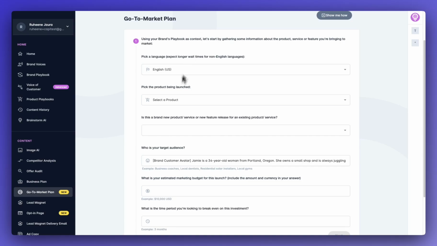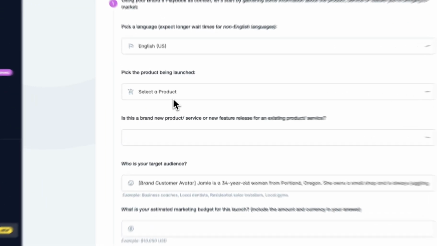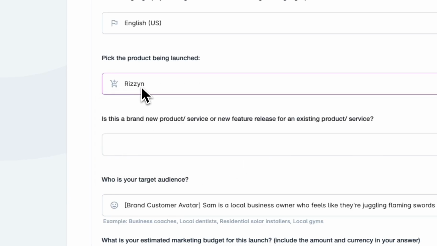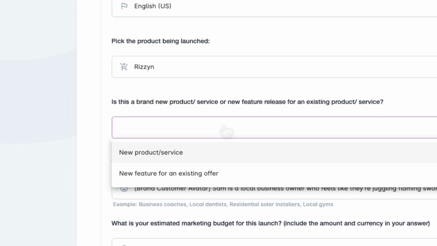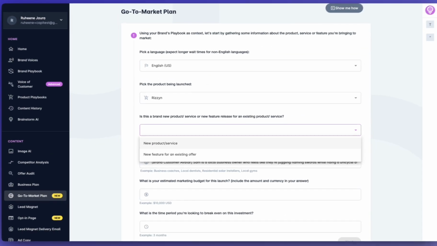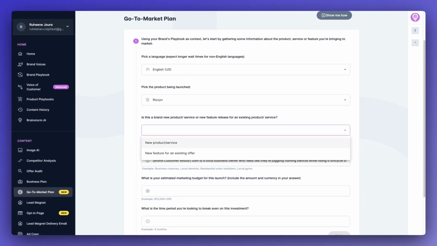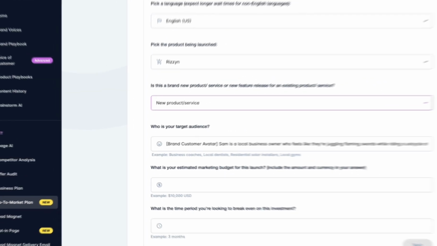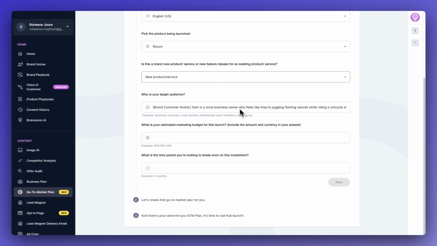The first thing you'll want to do, as with everything else in the app, is to create a product playbook for this new product or service or feature that we're launching. So in this case, let's go with Ryzen, our demo CRM. This is where you get to tell the AI if this is for a brand new product or service, or is it for a new feature for an existing product or service. So let's say this is for a brand new product or service. It's already pulled in our brand customer avatar here.